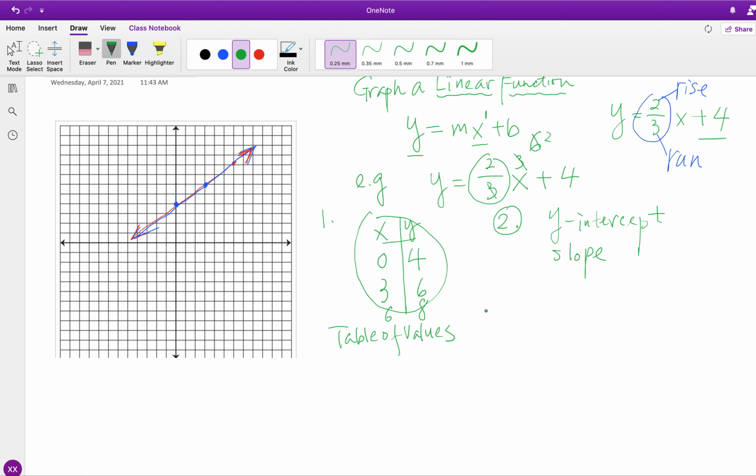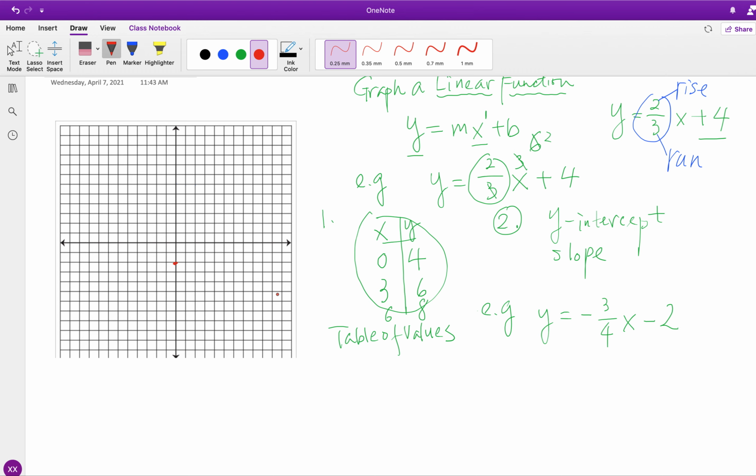Now let's do another example. For example, if I say y equals negative 3 over 4x, subtract 2. Okay, so this equation. Now let's erase this so I can still use the graph here, the grid. So now what do I do? Here, negative 2 is right here. I'm going to get a point, which is negative 2.